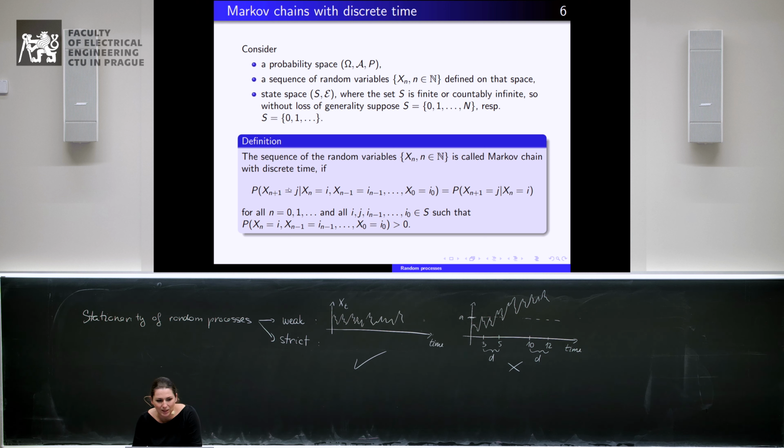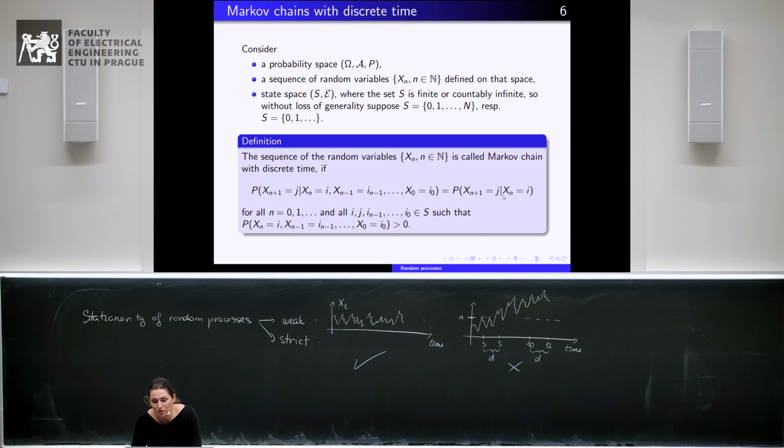The probability that in the time n+1, the process is in the state J, conditionally on being in the state I in the previous time, and being in the state I_{n-1} in the previous time, and so on, is equal to the probability that in the time n+1, the process lies in the state J, conditionally on being in the state I in the time n.